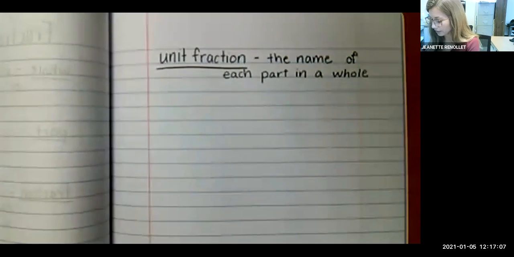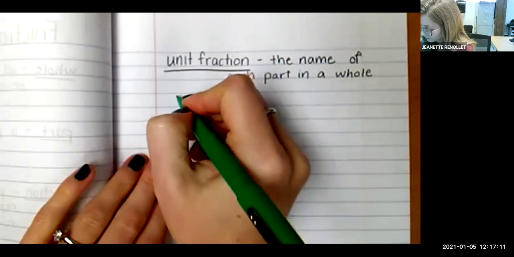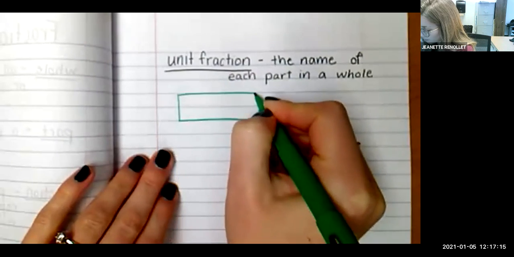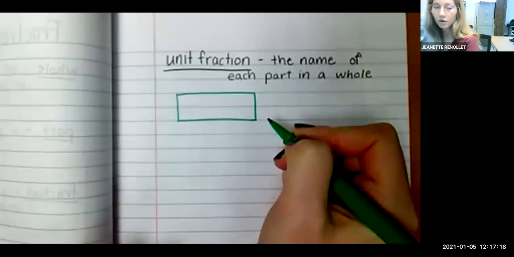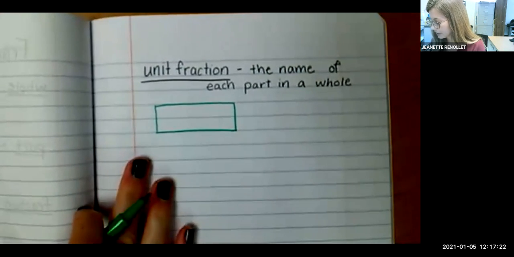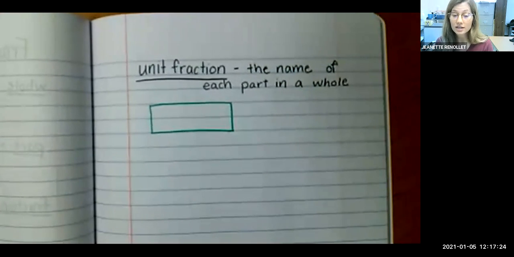So let's draw some models here. I'm going to start with a rectangle model. Draw it with me. Draw a rectangle model. Here is a shape. We are going to partition this shape into equal parts. I would like for us to partition this shape into 3 parts. Remember, we call that thirds.